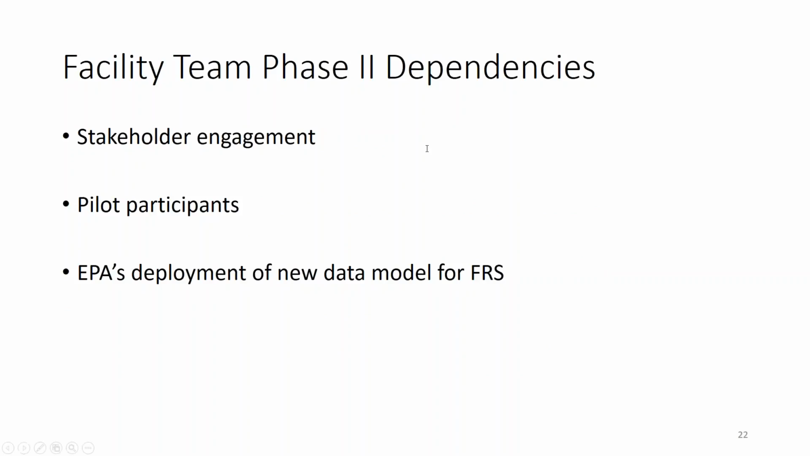there are a number of dependencies in order to proceed effectively with the phase 2 work. The primary one is stakeholder engagement. So thank you for joining us today and expressing your interest in this work. We're looking for additional pilot participants. And as Ron mentioned, the new data model, and Matt Kelly's going to talk about that in a minute. The refinements to EPA's facility model, which will enable a lot of this work.